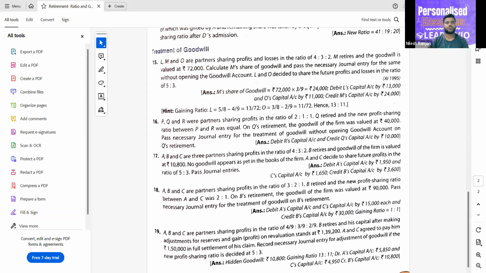Now I have got 30,000 as his share. Yes, 30,000 is the share of the retiring partner. Now, the contribution of the remaining partners. So it will be 3 divided by 6 into 30,000. Okay, calculate.